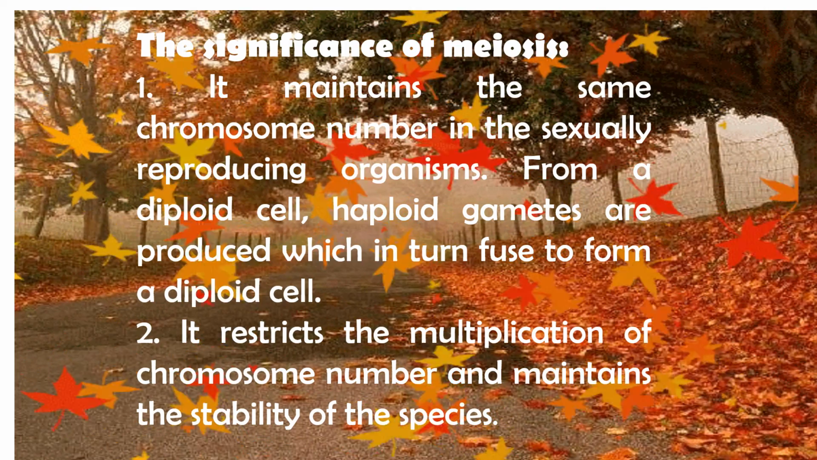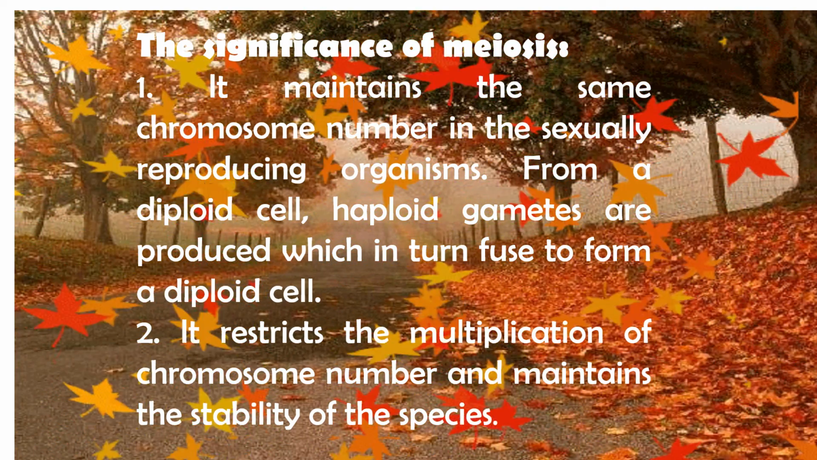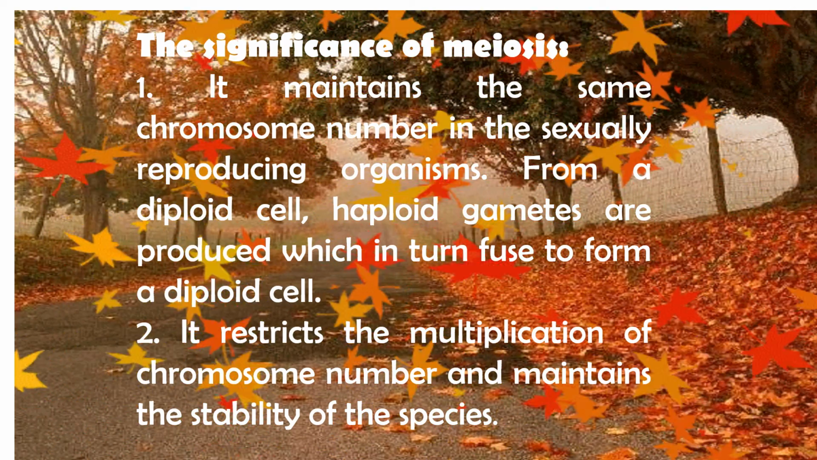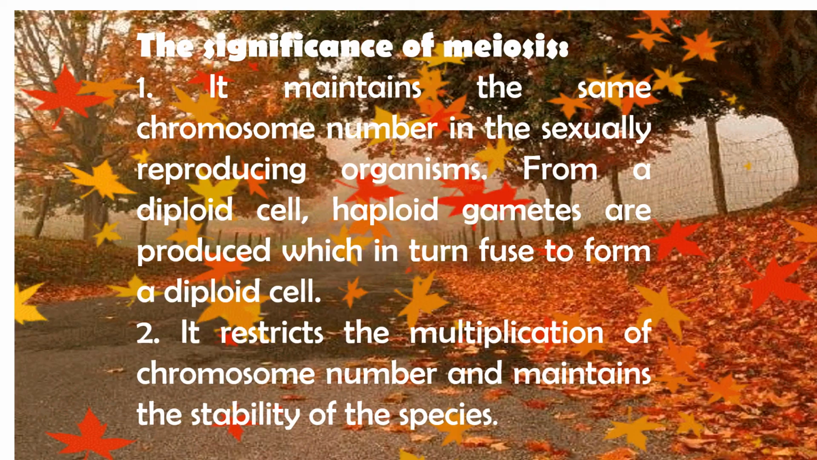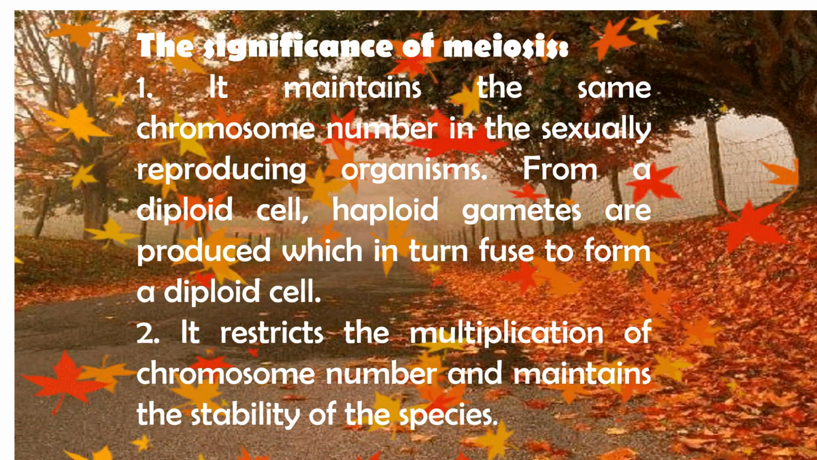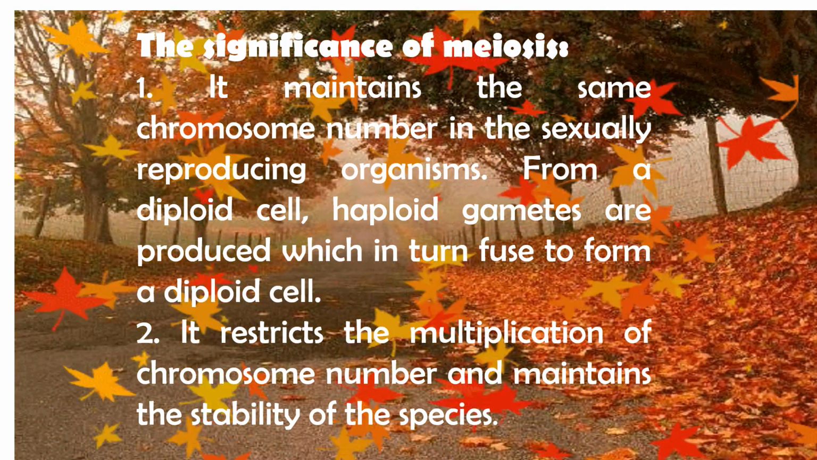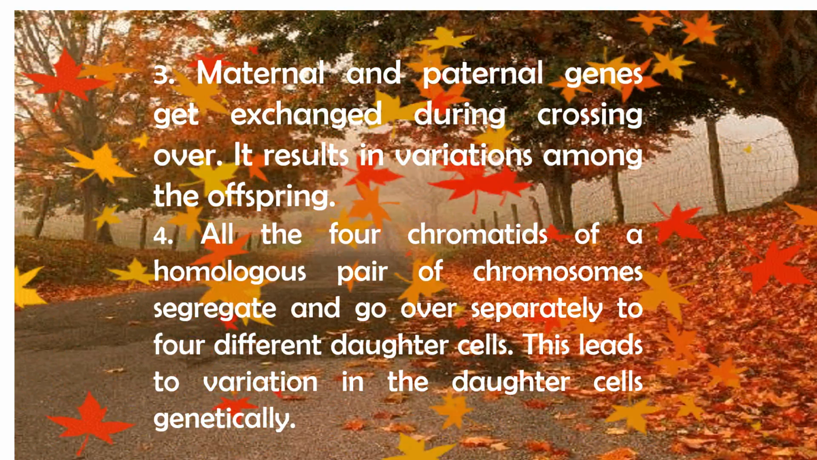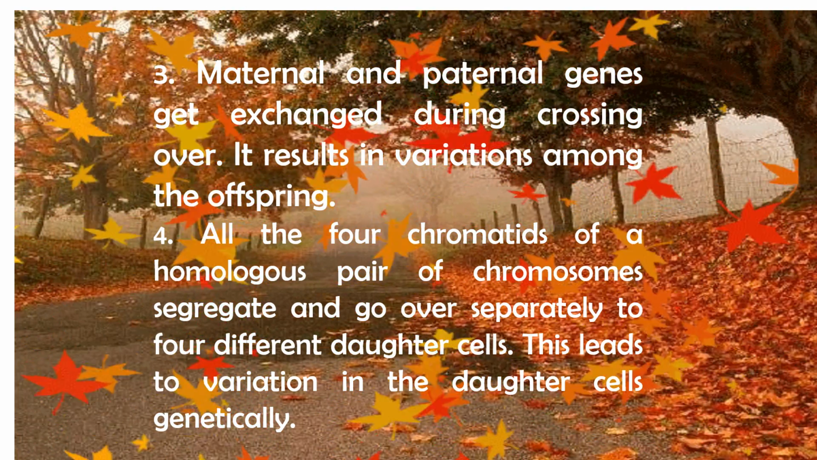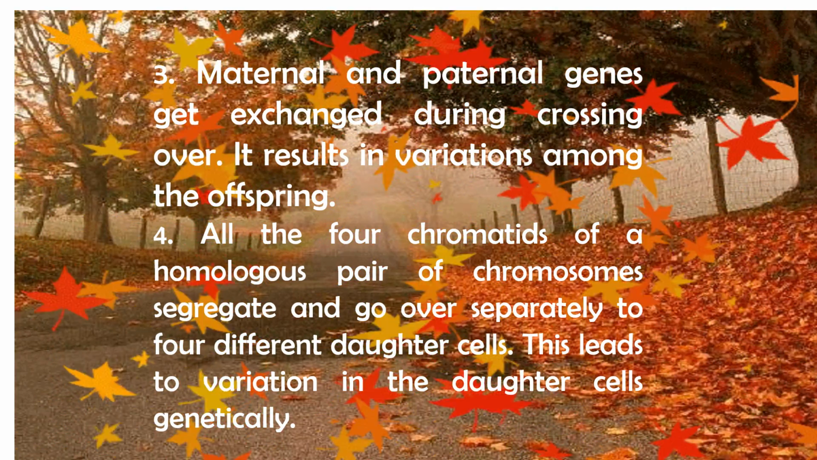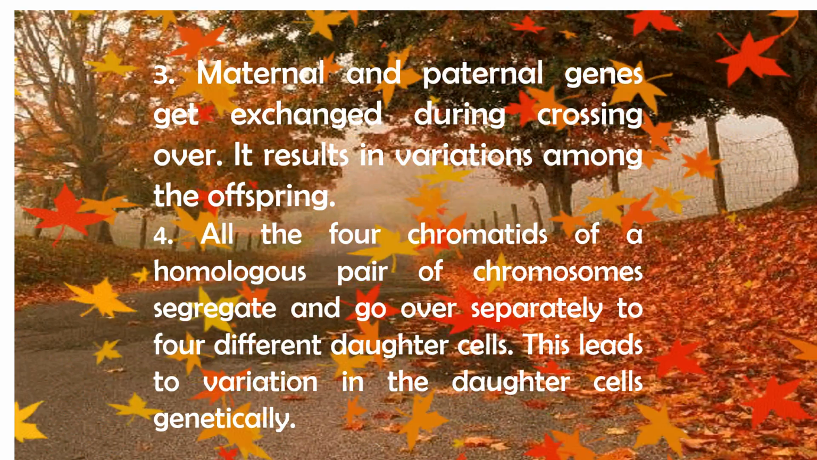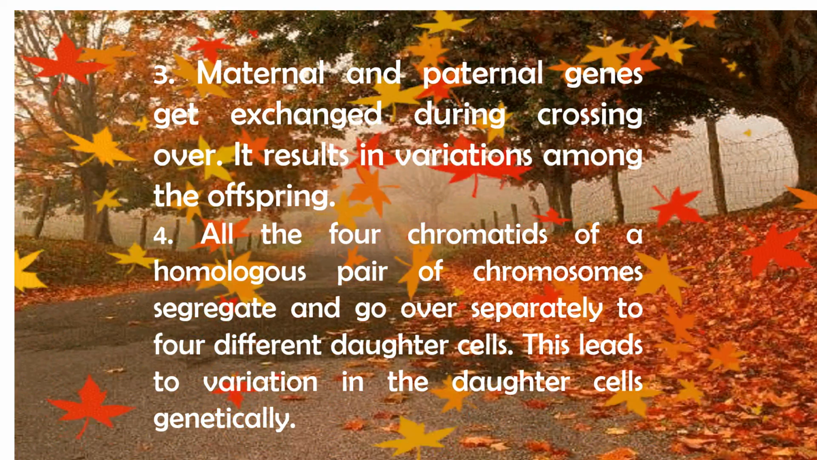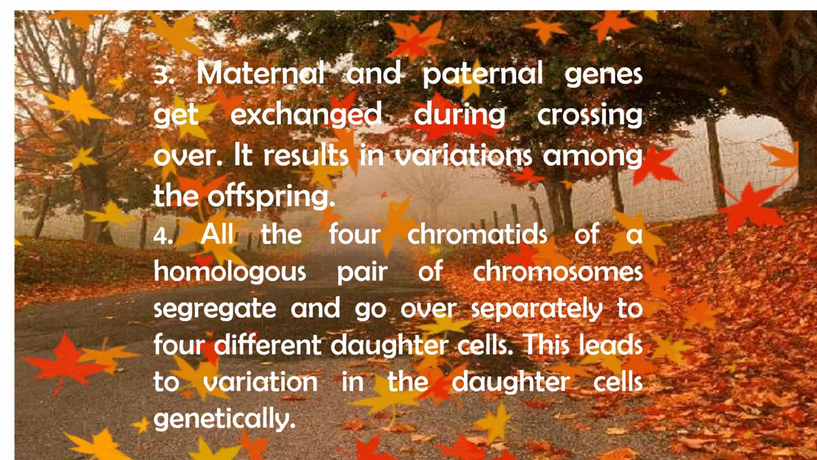Okay. So the significance of meiosis. It maintains the same chromosome number in sexually reproducing organisms. From a diploid cell, haploid gametes are produced, which in turn fuse to form a diploid cell. It restricts the multiplication of chromosome number and maintains the stability of the species. Maternal and paternal genes get exchanged during crossing over. It results in variation among the offspring. And all four chromatids of a homologous pair of chromosomes segregate and go over separately to four different daughter cells. This leads to genetic variation in the daughter cells.